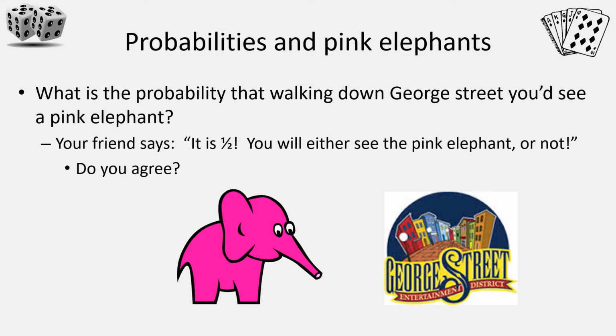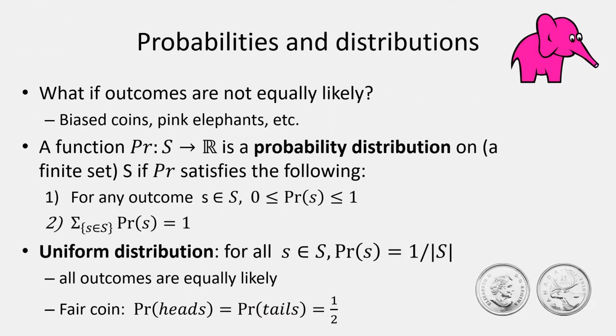Okay, so what's the probability you think that walking down the street you'd see a pink elephant? Is it 1/2? Because, well, you either see a pink elephant or not. Your sample space is of size 2. Well, therefore, wouldn't you have probability 1/2? Well, let's extend our definition of probability to make sense of this puzzle.